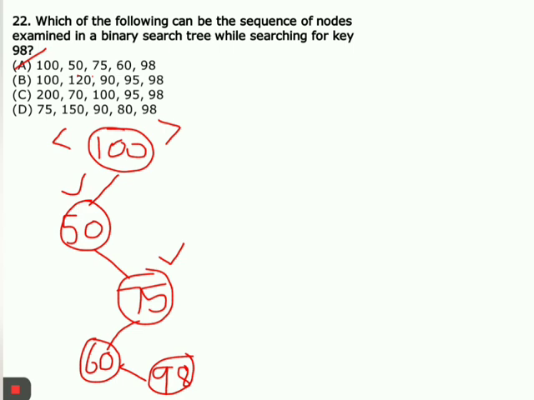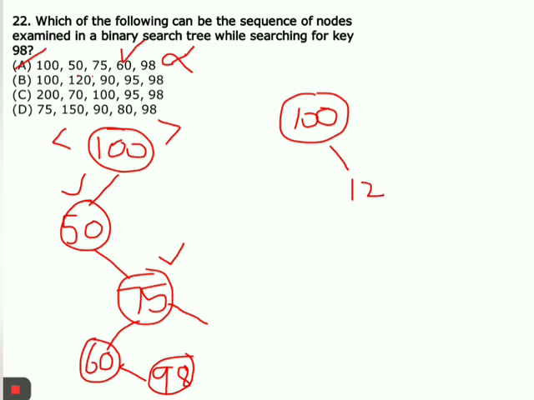But 98 is not available here, right? And 98 is greater than 75. That means 98 must be in the right part of the 75. But after 75, the 60 has come here, right? So that's why option A is the incorrect option. It is not correct. Next, let us check option B.